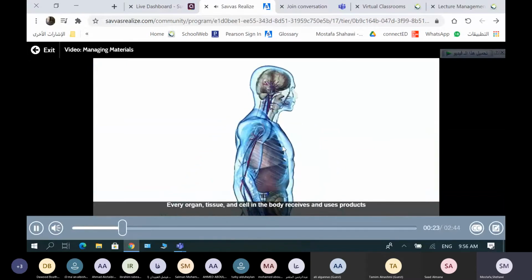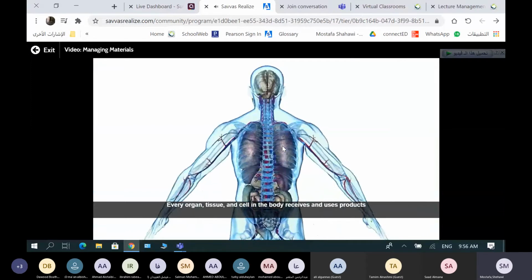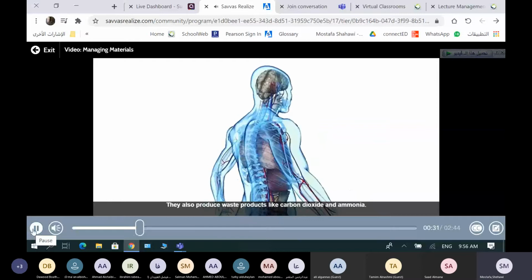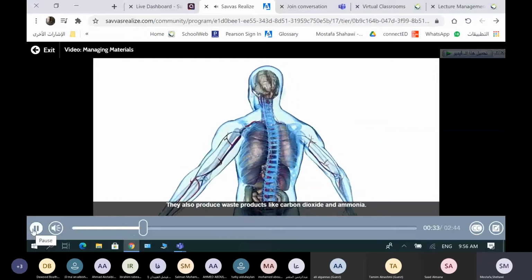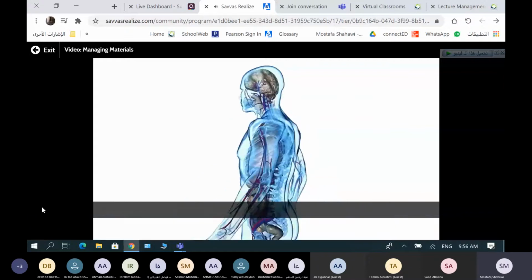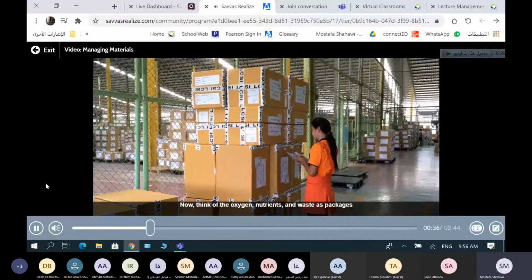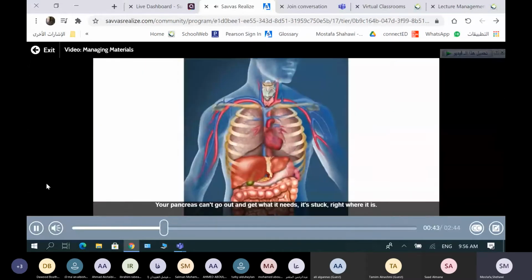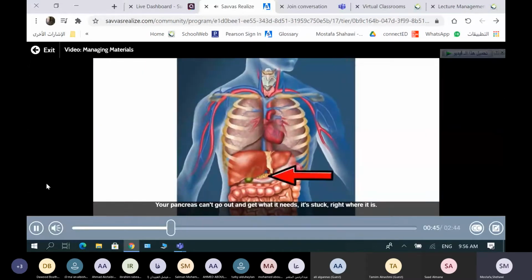Every organ, tissue, and cell in the body receives and uses products like oxygen and nutrients every day. They also produce waste products like carbon dioxide and ammonia. So the cell needs oxygen and nutrients and will get rid of carbon dioxide and ammonia, which are waste materials in the cells. Now, think of the oxygen, nutrients, and waste as packages that need to be picked up and delivered. Your pancreas can't go out and get what it needs. It's stuck right where it is. So, what does it do?